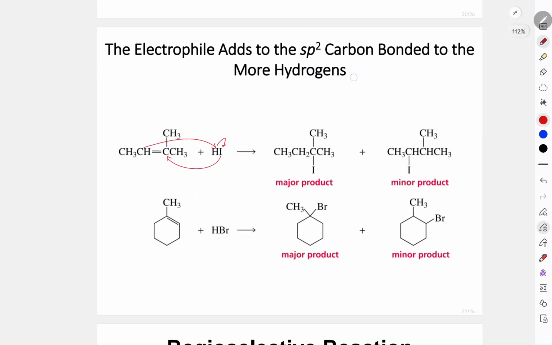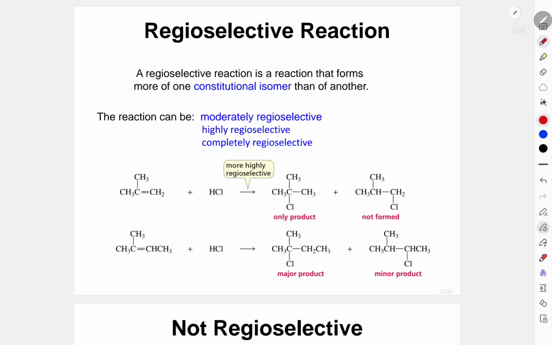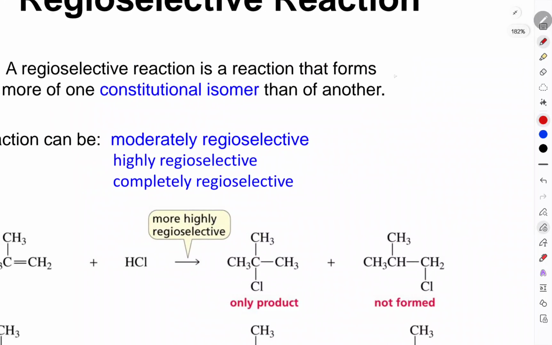And this is the terminology you encounter: regioselective, and regioselectivity. That's the first terminology you learn. A regioselective reaction is a reaction that forms more of one constitutional isomer than another. And then you can put an adverb: moderately regioselective, highly regioselective, completely regioselective. If you have only one product, like this case, then you can say completely regioselective.